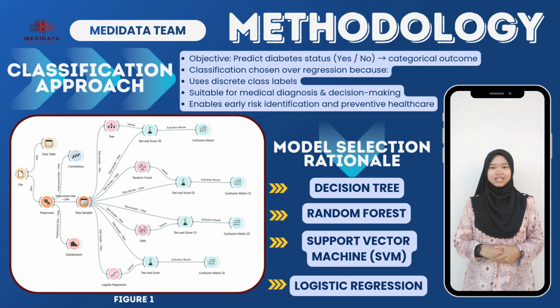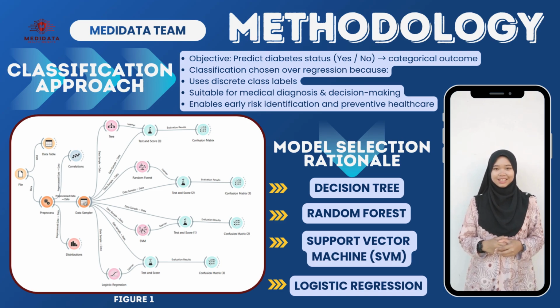The second model is random forest. Random forest is an ensemble method that combines multiple decision trees to improve prediction accuracy and reduce overfitting. This model was chosen because medical data often contains complex interactions between variables. Random forest also provides feature importance, which helps identify key health indicators related to diabetes.